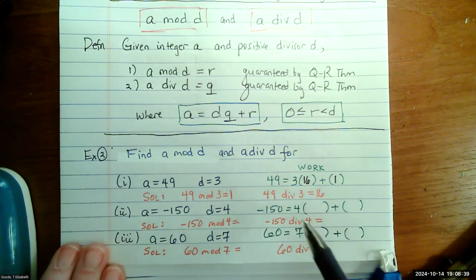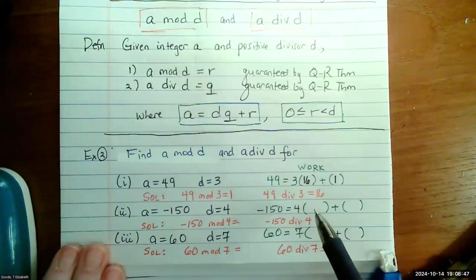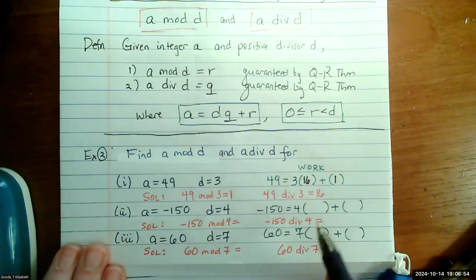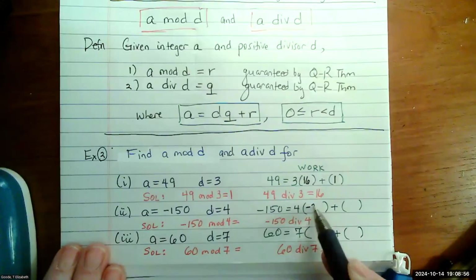Okay, so for number 2, what is the quotient? 38. Almost. We need a sign adjustment. Negative 38. That's right.